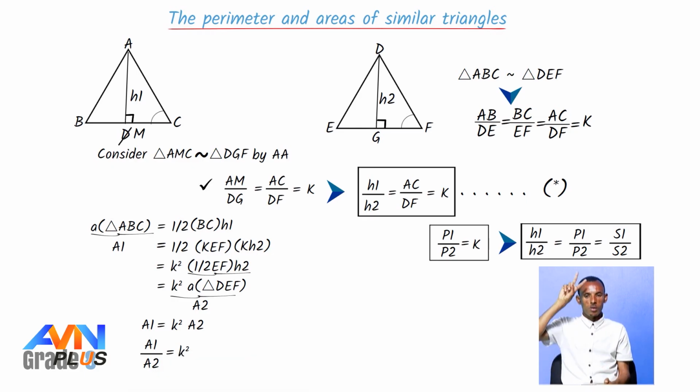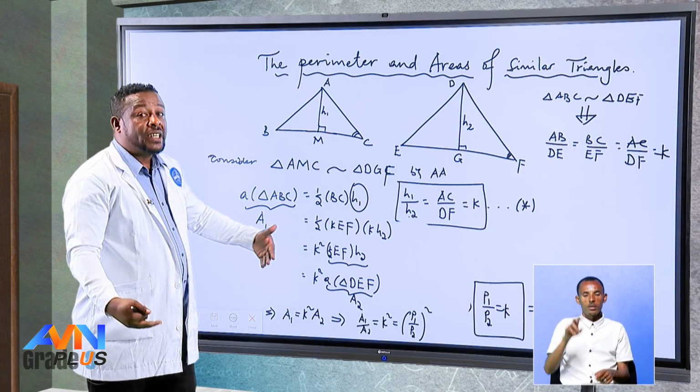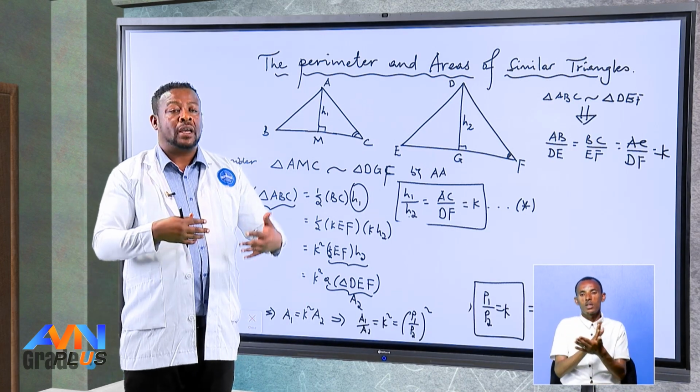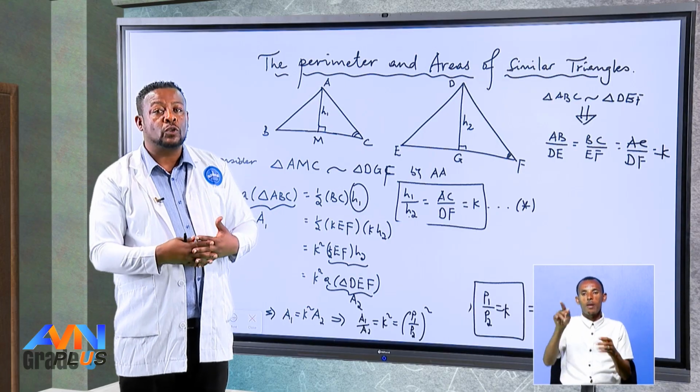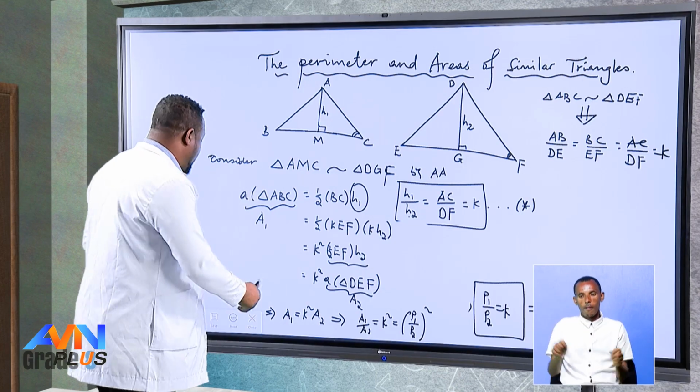Okay, but K is P1 over P2 or H1 over H2. So this is exactly the same as P1 over P2 the whole square. So there is a relationship between the ratio of the area of two similar triangles and the perimeter of two similar triangles. So let's write this thing formally.